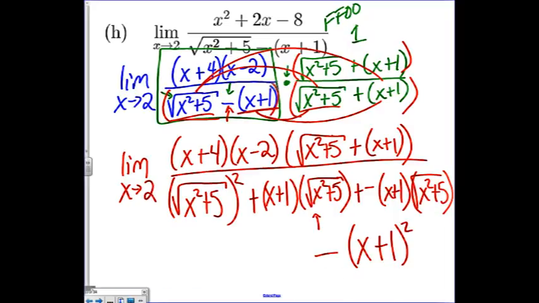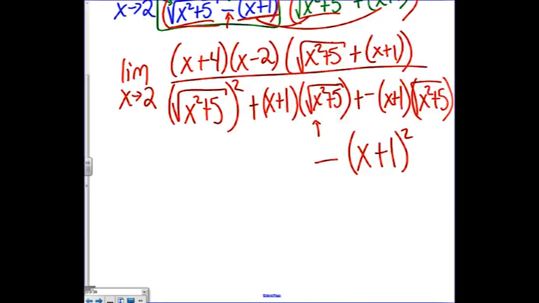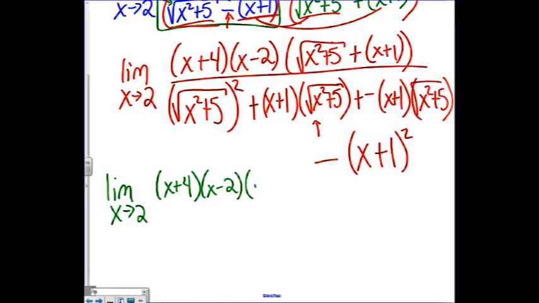All right, because there is a lot of stuff on the board, let's clean this up a little bit. So we still have the limit as x approaches 2 of x plus 4 times x minus 2 times the square root of x squared plus 5 plus x plus 1. So really just rewriting the entire top. I haven't changed it at all yet.